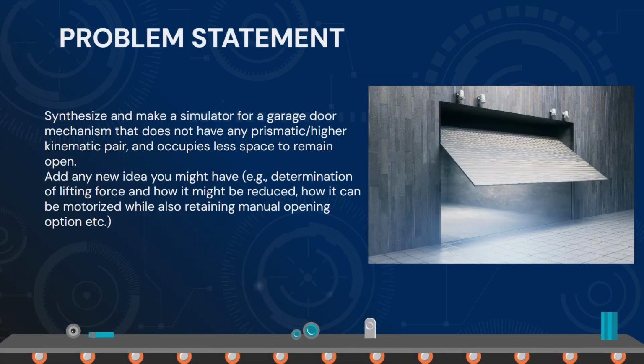Today we will be discussing a problem statement that involves designing and synthesizing a simulator for a garage door mechanism. This mechanism is unique as it avoids the use of prismatic or higher kinematic pairs and is designed to occupy minimal space when the door is open. In addition to solving the primary problem, we also explored additional ideas such as determining the lifting force, finding ways to reduce it, and incorporating motorization while retaining a manual opening option.